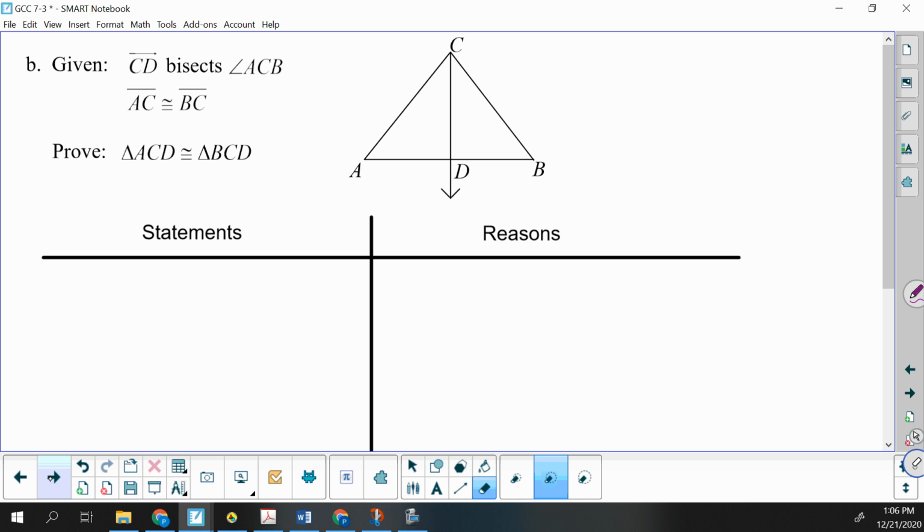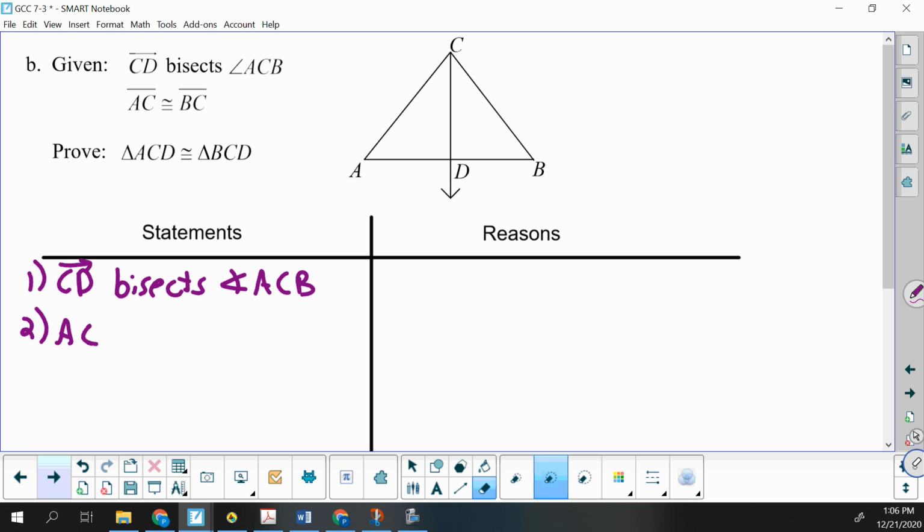So one more for this video. We've got a proof, we've got a couple given things, and we want to prove triangles congruent. So we always start out by writing our givens down. We have ray CD bisects angle ACB, and we've got AC congruent to BC, with our reason for both of those being given.